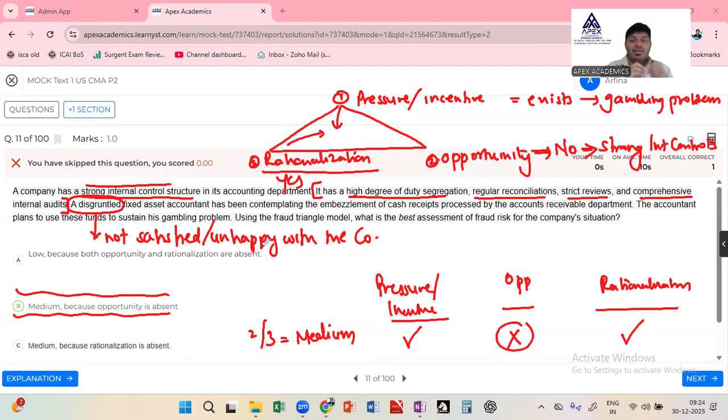Ethics questions are not just about theory, it is not an easy Kaun Banega Crorepati. You have to logically justify your answer and your thought process. Everybody, when they did the fraud triangle, just memorized the three points. How to apply it in the MCQ, that is important. So you understand the concept of how it's to be done? Agreed? All right. So this was your other concept of the fraud triangle.